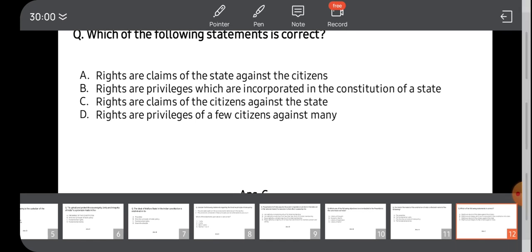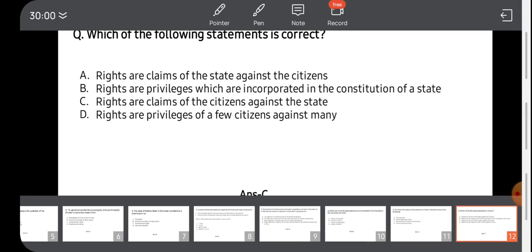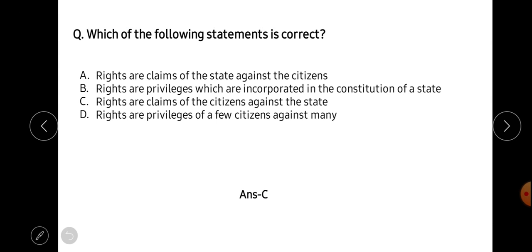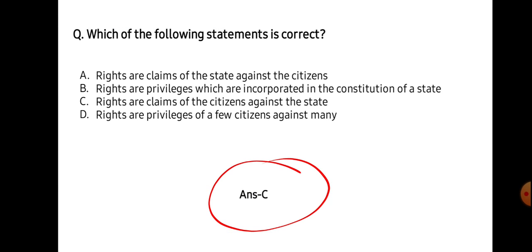Why do we choose option C? Because through these rights, which I have told you, the right to equality, right to freedom, right against exploitation, right to personal liberty, people can make demands upon the state. So option C is the correct answer, that means rights are claims of the citizens against the state. Now move to the next one.